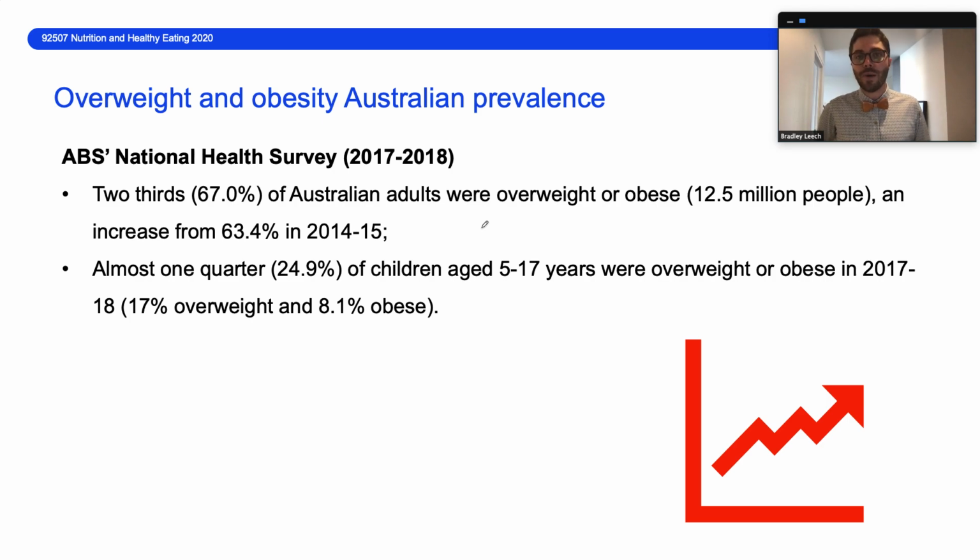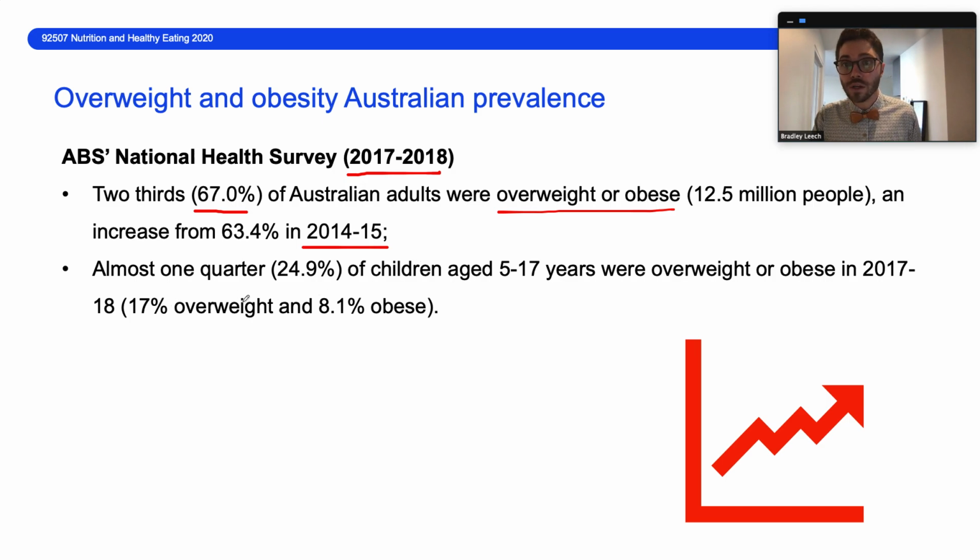So let's look at some Australian data. Data from 2017-2018, this is the most recent data that we have available to us. Two thirds, that is 67%, of Australian adults were overweight or obese, which was an increase from the 2014-2015 survey.